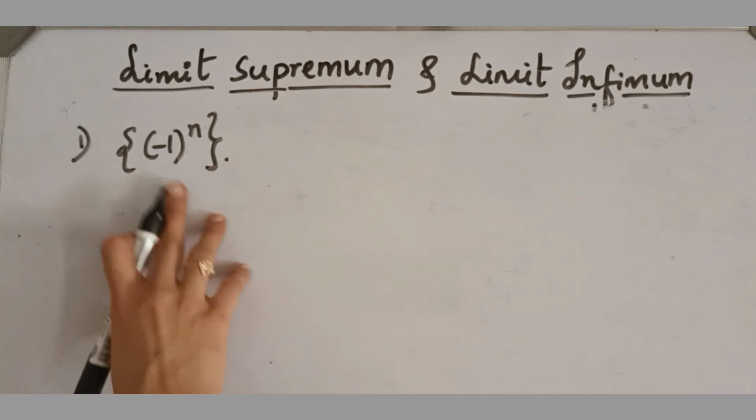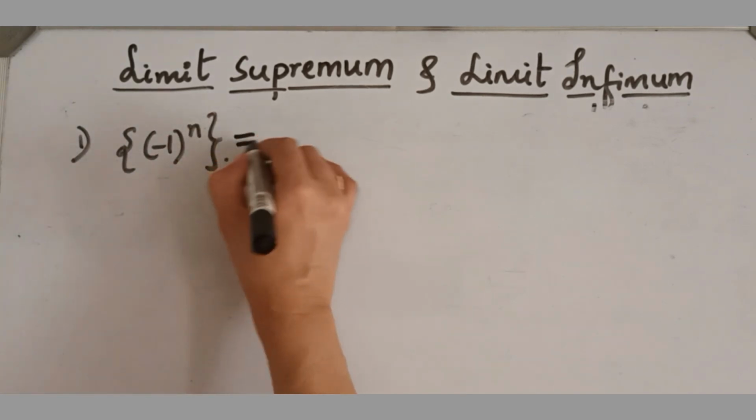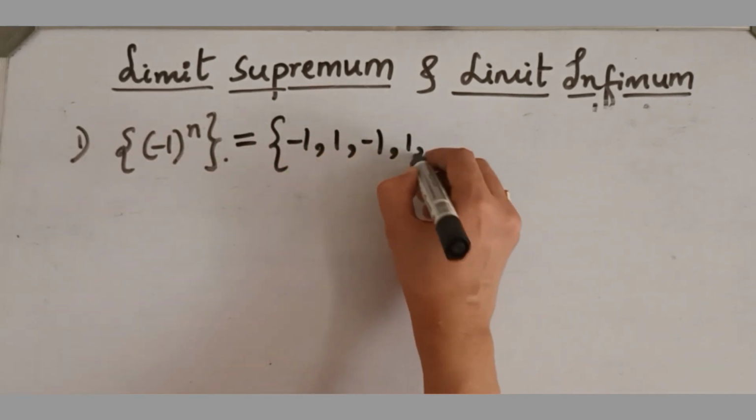Consider the example minus 1 to the power n. The general term of the sequence is minus 1 to the power n. So when you expand, you will get minus 1, 1, minus 1, 1 and so on.